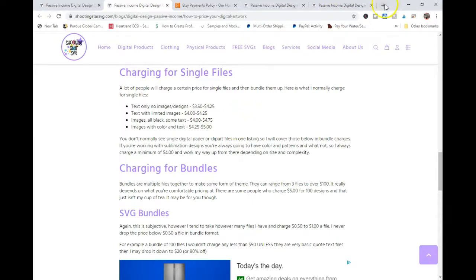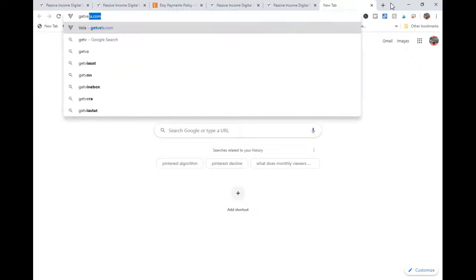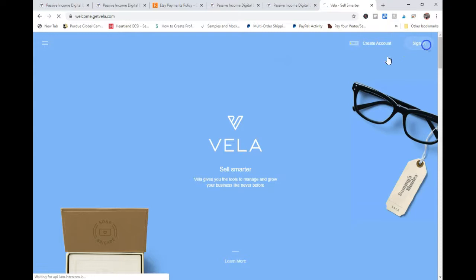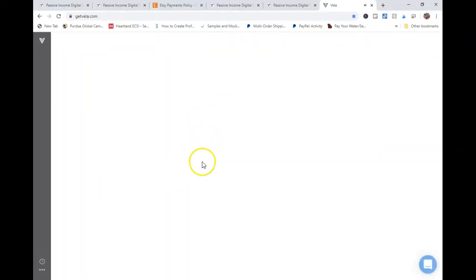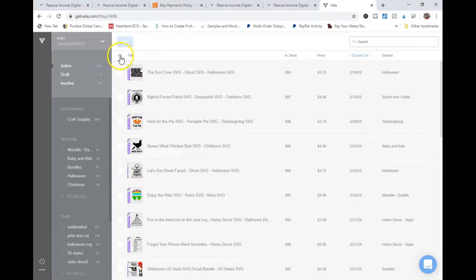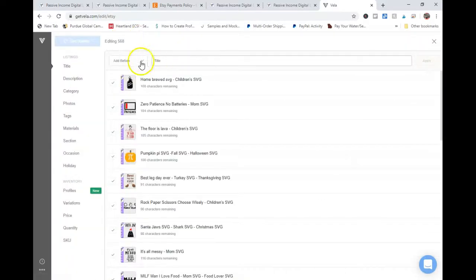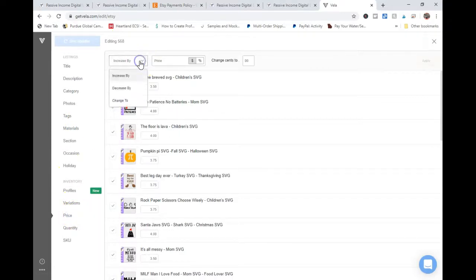And there's also a website out there called GetVela, I believe that's how you pronounce it, .com. And when you go here, you can actually link your Etsy account and you can bulk edit everything. So it's actually very helpful because you can click on all of the listings and you can click edit and you can go down to price and you can increase it by a certain amount.